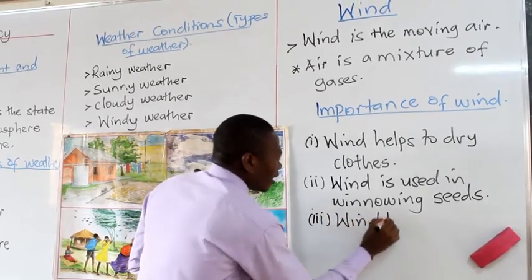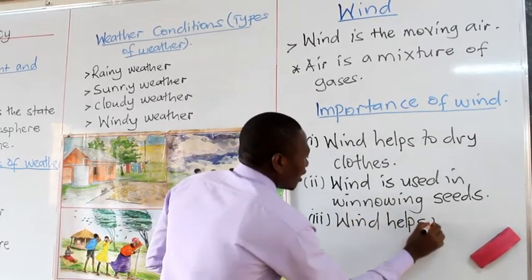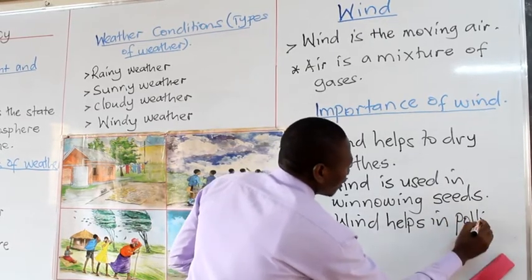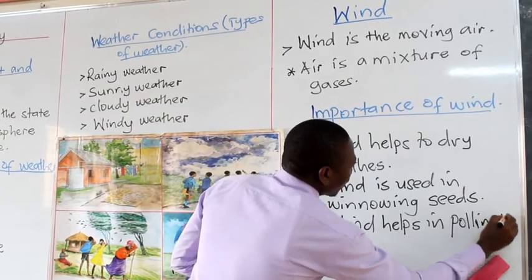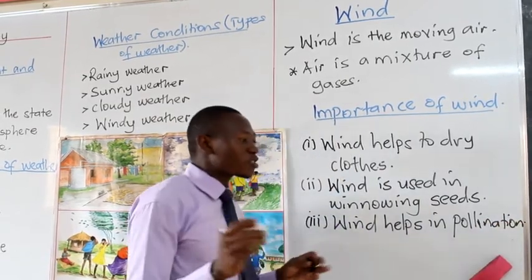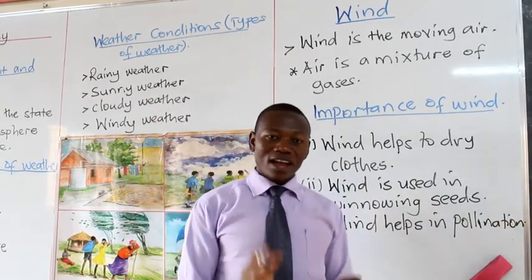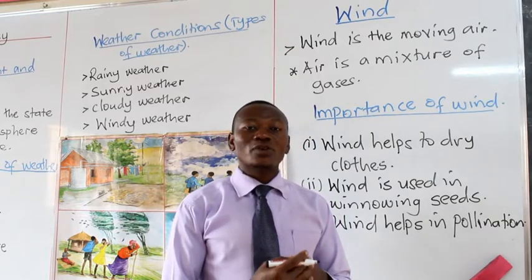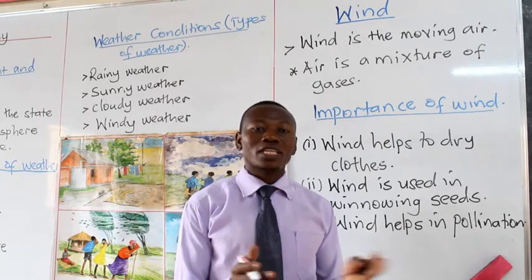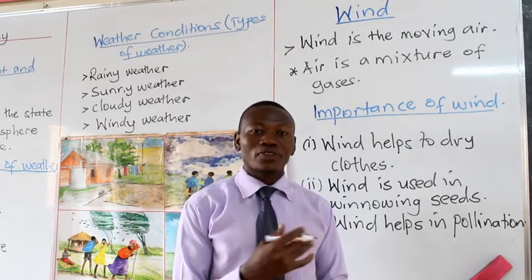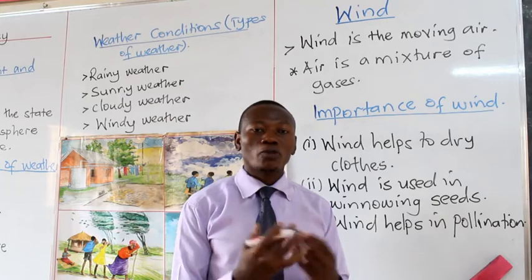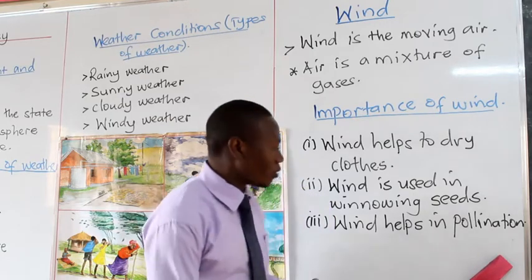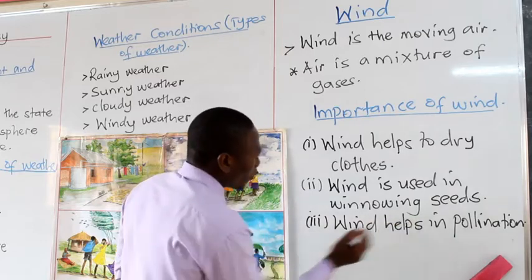We say wind helps in pollination. Remember we said pollination is the transfer of pollen grains from the anthers of a flower to the stigma. This is important in that it causes fertilization in plants for fruits to form in a flower. So in science we shall talk more about it.